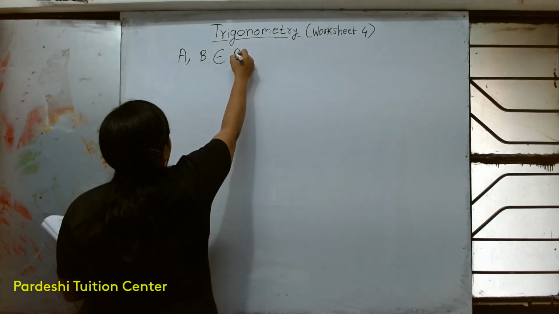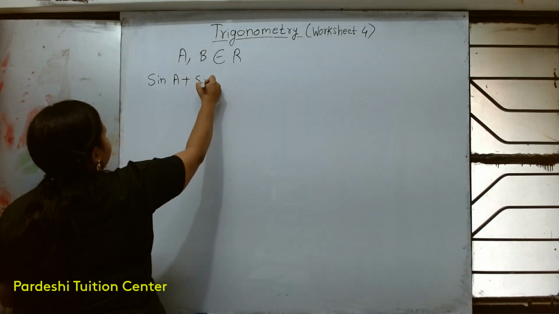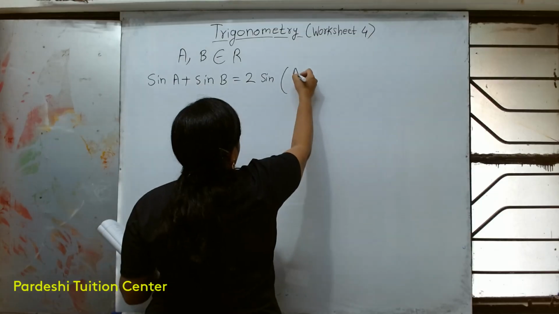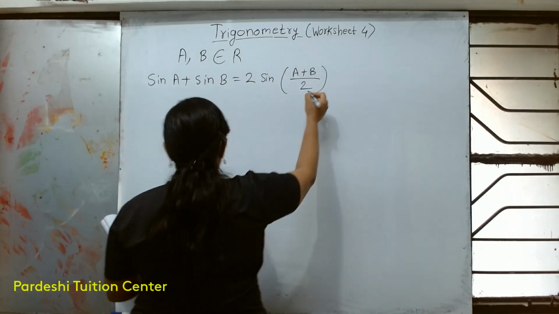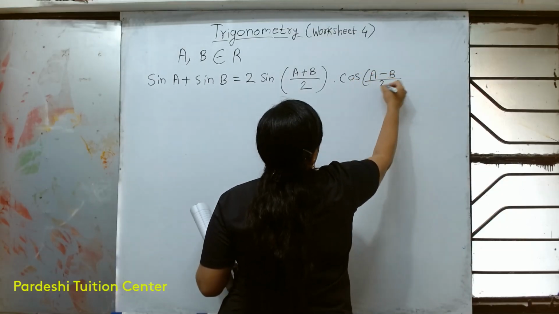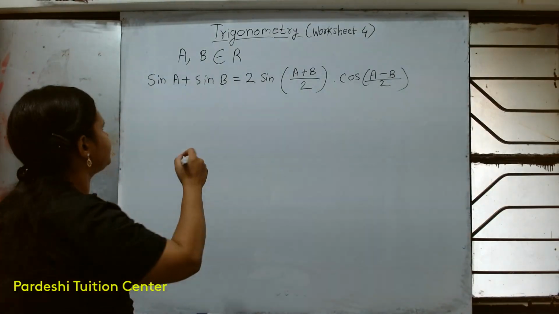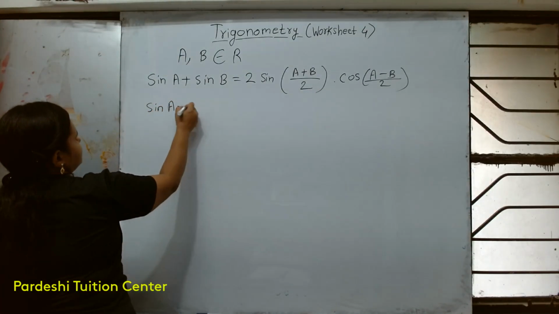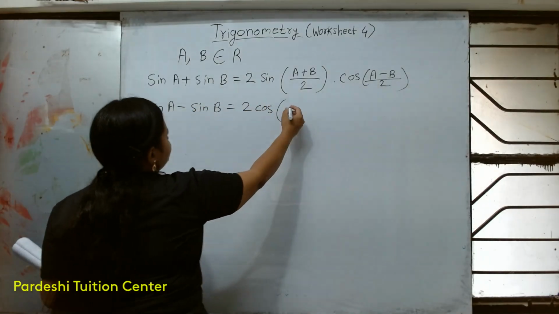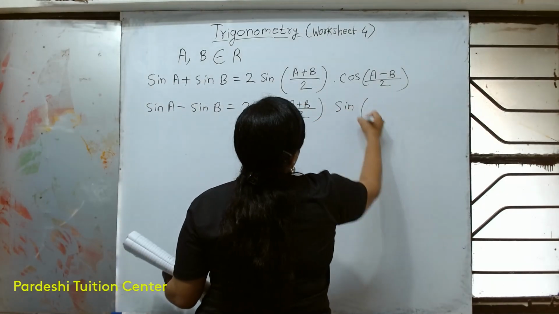Where A, B belongs to R, that is real numbers. So sin A plus sin B equals 2 sin (A plus B)/2 into cos (A minus B)/2. Okay, sin A plus sin B equals 2 sin (A plus B)/2 cos (A minus B)/2. Now sin A minus sin B will be 2 cos (A plus B)/2 into sin (A minus B)/2.